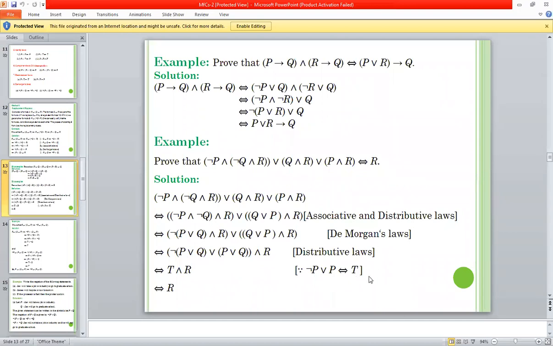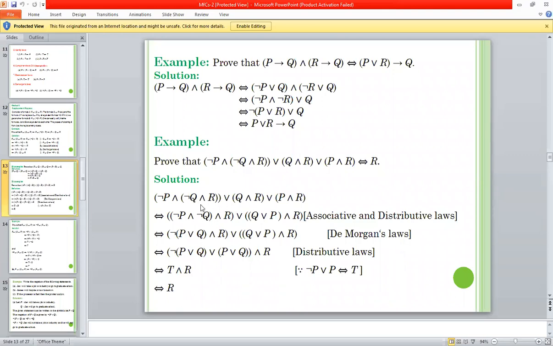So this statement is equivalent to T and R. By the identity law, what is the identity law? P and T is equivalent to P. From that law, we write that this is equivalent to R.